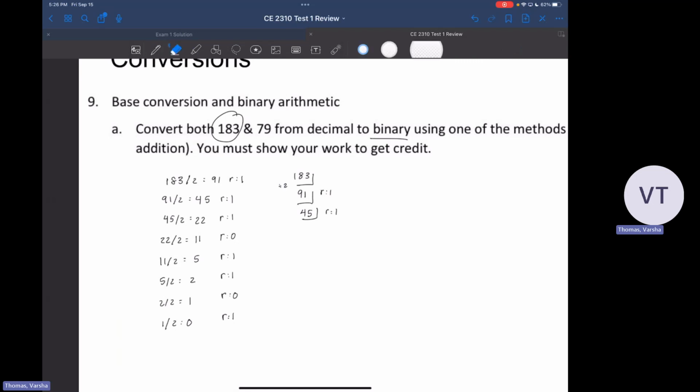I'm going to erase this other division method. Whenever you do this, for your final answer, you go backwards. Okay? So you go from 1, 0, 1, 1, 0, 1, 1, 1. And that is your binary value.